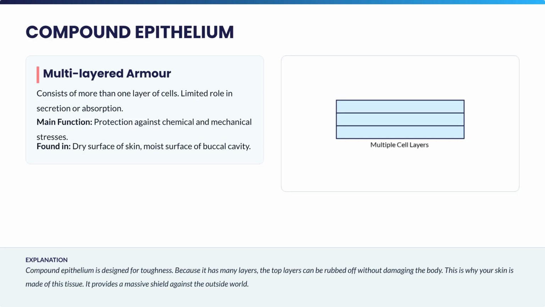Compound epithelium is multi-layered, providing maximum protection against chemical and mechanical stresses. It has a limited role in absorption and is designed for toughness, forming the dry surface of the skin and the moist surface of the buccal cavity.